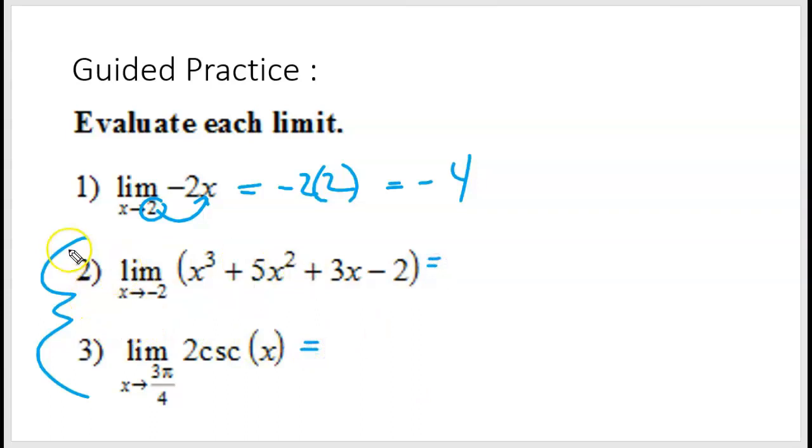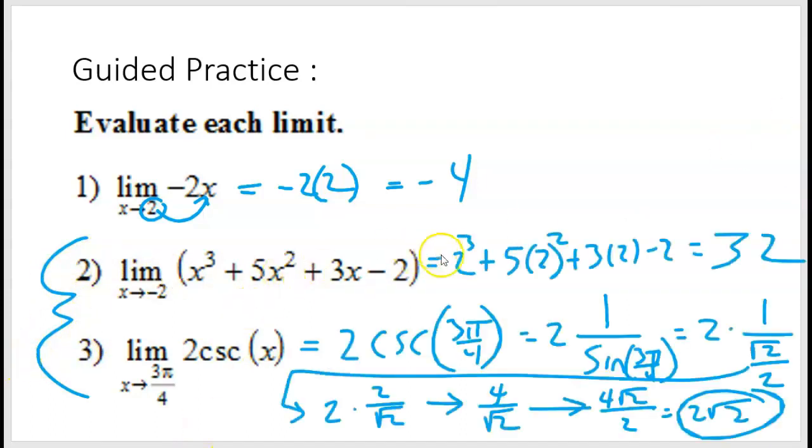Go ahead and pause the video here and do direct substitution on these two limits to evaluate their values. When you pause it, you'll see the solution. The answer to number 2, if you plug in 2, is 32. Let's double check that. 8 plus 20 is 28, plus 6 is 34, minus 2 is 32.